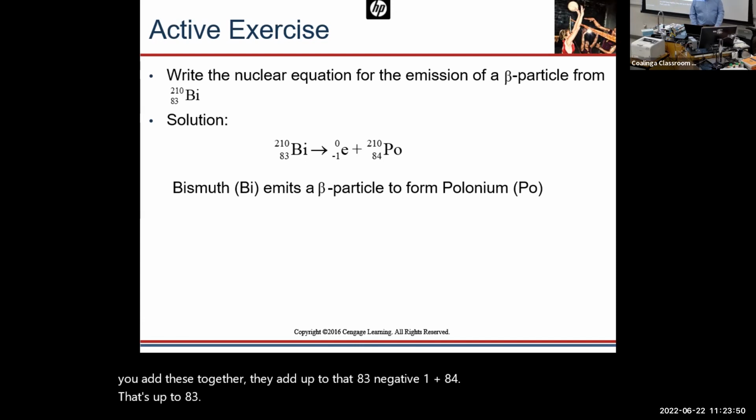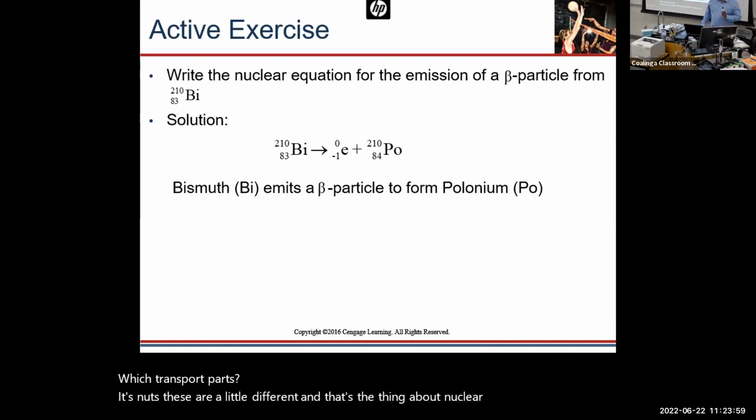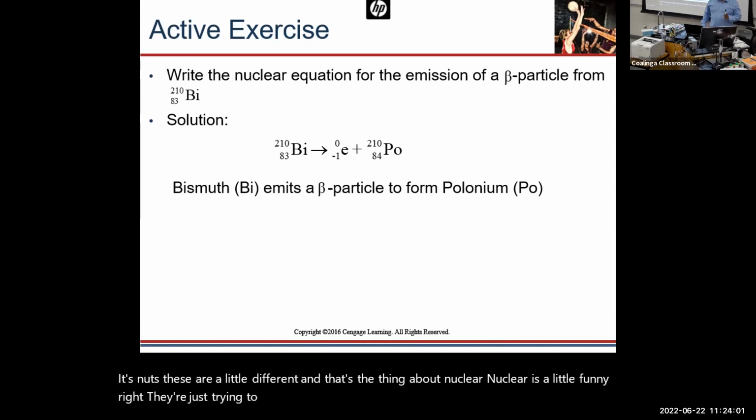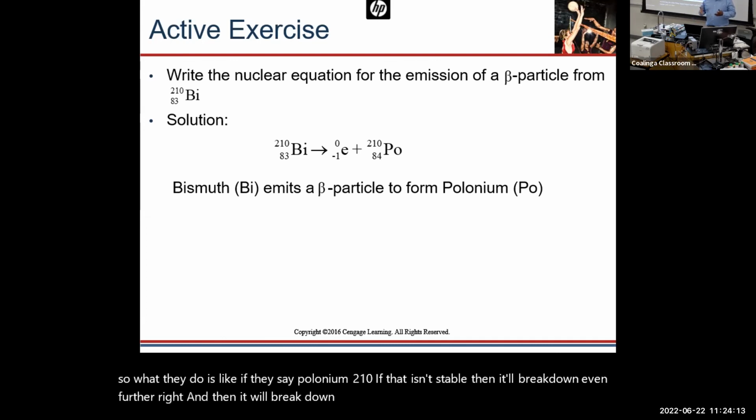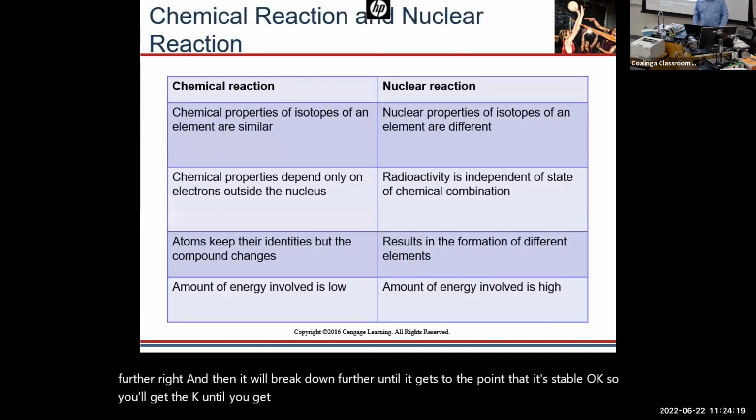I was trying so hard to be a noble gas. Well, these are a little different, and that's the thing about nuclear. Nuclear is a little funny, right? They're just trying to get stable, right? They're just trying to find a way of being stable. So let's say polonium 210, if that isn't stable, then it'll break down even further, right? And then it'll break down further until it gets to the point that it's stable. So you'll keep going until you get to something that's stable.